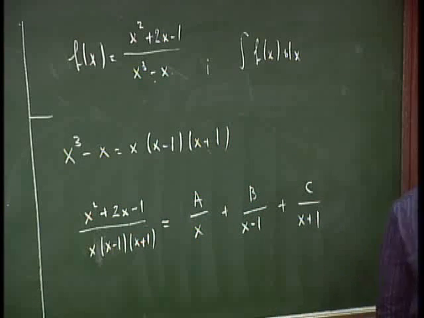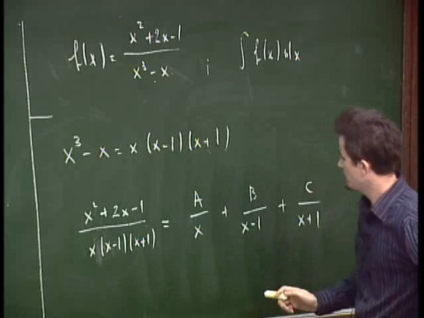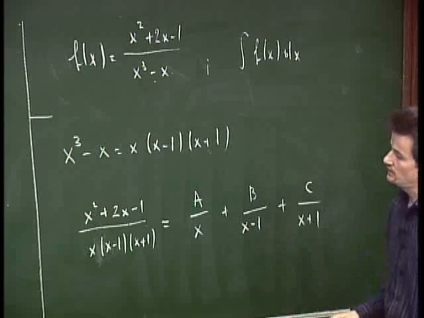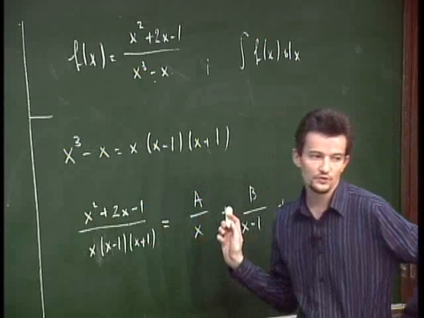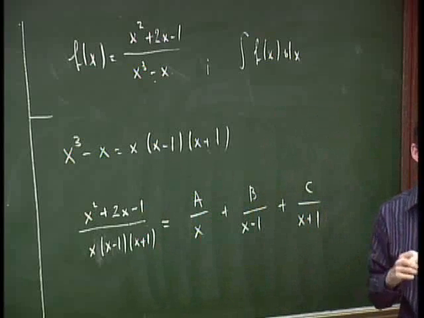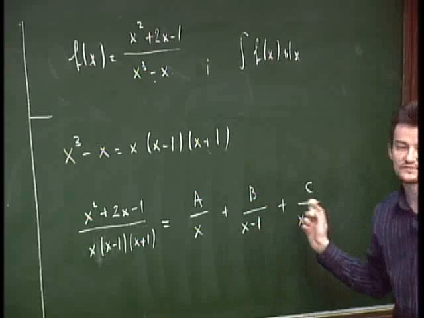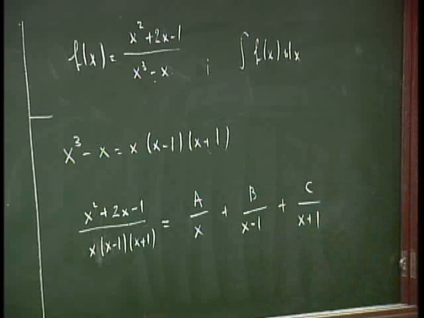Now, in order to find a, b, and c, there are different methods. One is you just multiply everything with x times x minus 1 times x plus 1. And then you have a polynomial left and right. You just compare coefficients. This will give you 3 equations in the 3 unknowns a, b, and c, and you solve the corresponding system of equations. So this is one method.